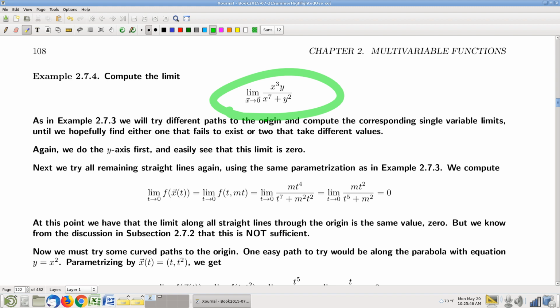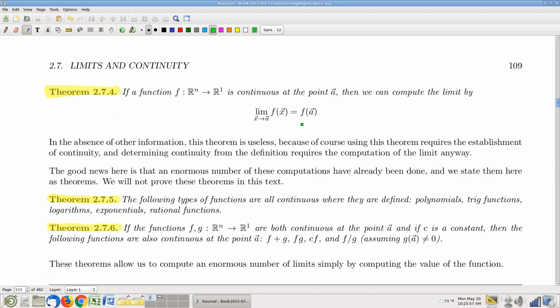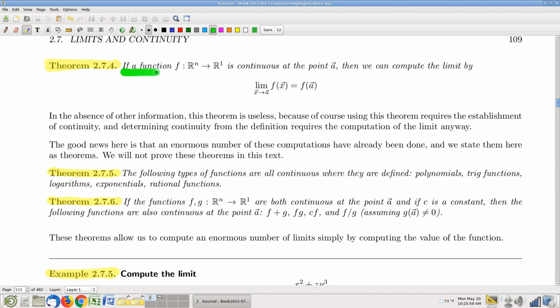Usually, it's just not there when you're trying to compute a limit. So anyway, that's that. Nevertheless, if you know that a function is continuous, that's a big if, you can take that point, plug it in, and there's the value of the limit. Now, what about that big if? How do you know if a function is continuous?